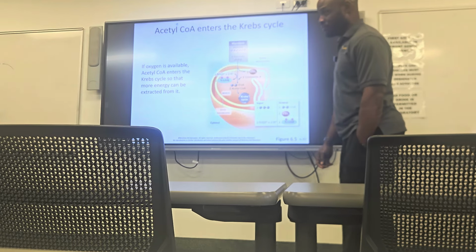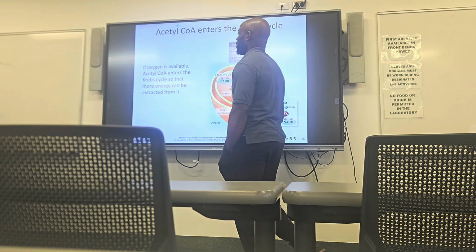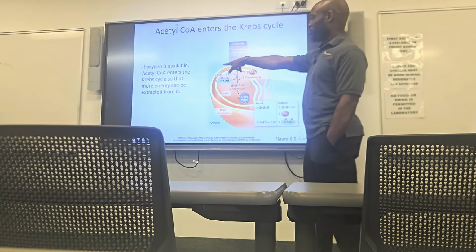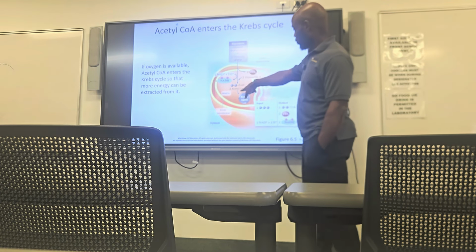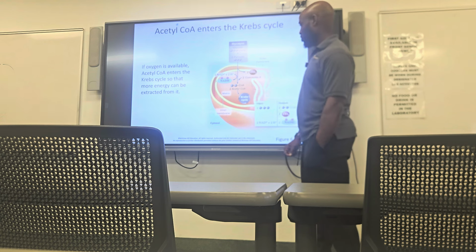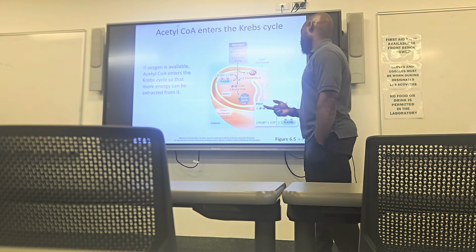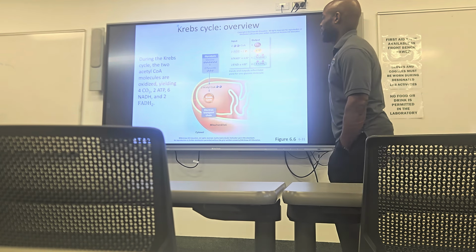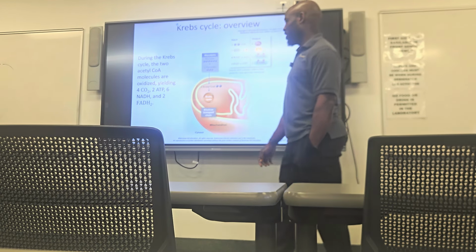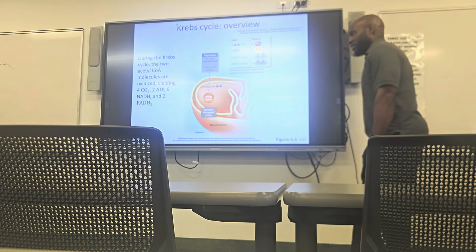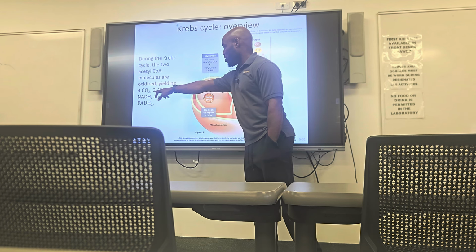If oxygen is available, which it is if you're breathing, of course, acetyl-CoA enters the Krebs cycle so that more energy can be extracted from it. Right? So this is going to enter what is called the Krebs cycle, and we can extract more energy, make more ATP. Right, so during the Krebs cycle, the two acetyl-CoA molecules are oxidized, removing electrons, oxidized, yielding 4 CO2. What's CO2?